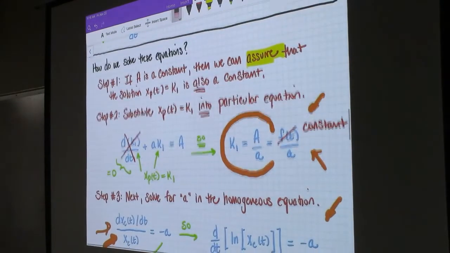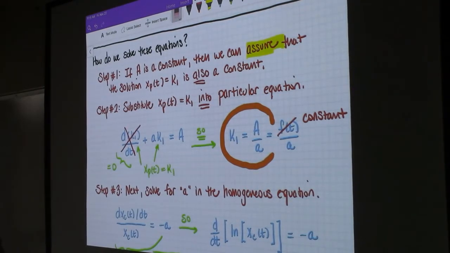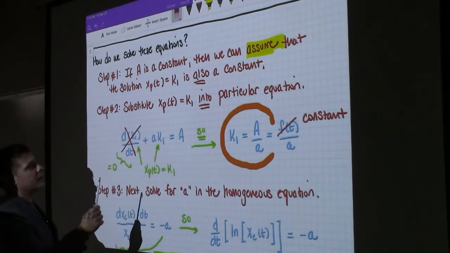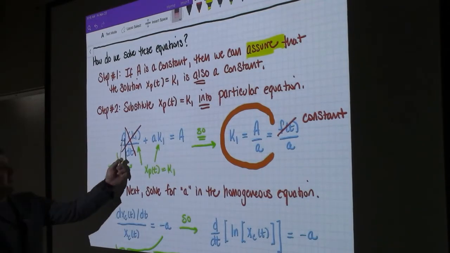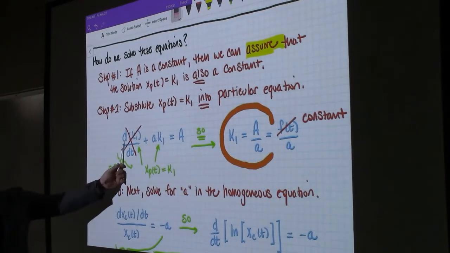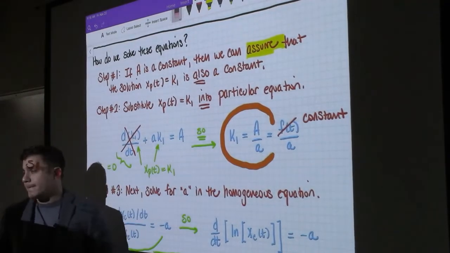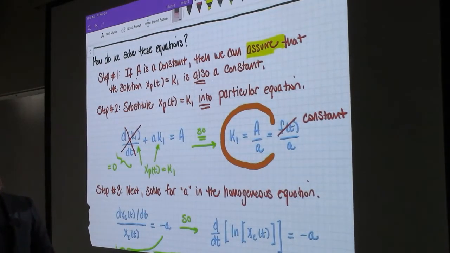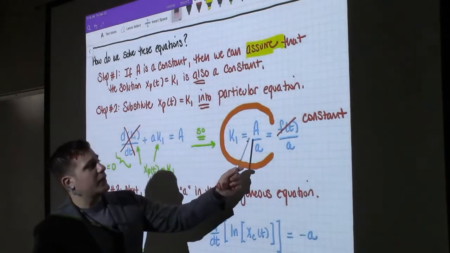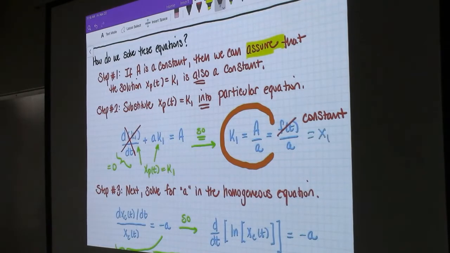So how are we going to solve these equations? If a is a constant, or f of t is a constant, f of t equals A, which is a constant, then we can assume that the solution x sub p is also a constant. So why does that make sense? We have dx/dt plus a times x equals A. If we plug in a constant for the x's, what's the derivative of a constant with respect to time? 0, so that goes away. And so what we're left with is a times k1 equals big A. And if we move some things around, what we see is that the particular solution is equal to big A over little a. So this is equal to our x sub p. That one's easy because of the assumption that we made.